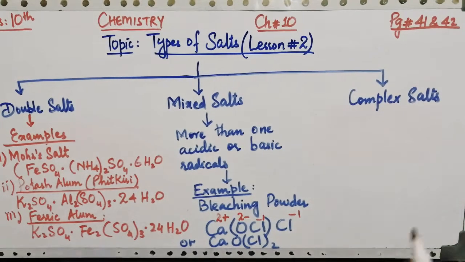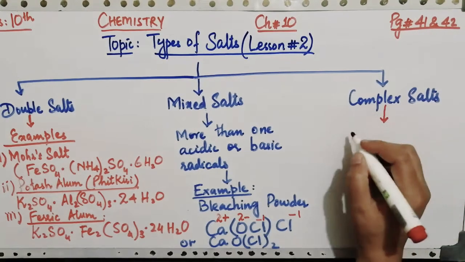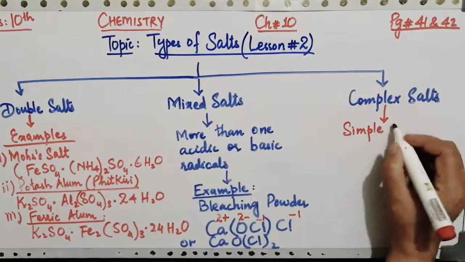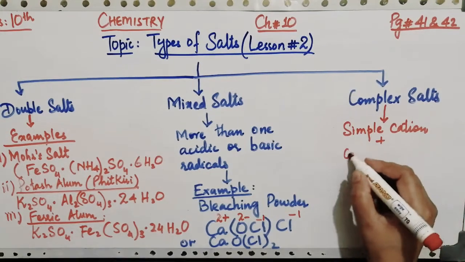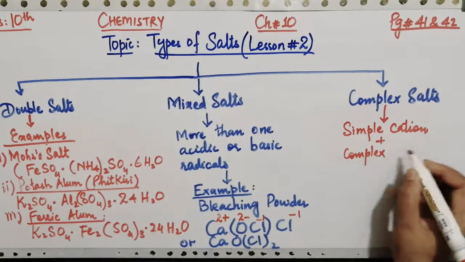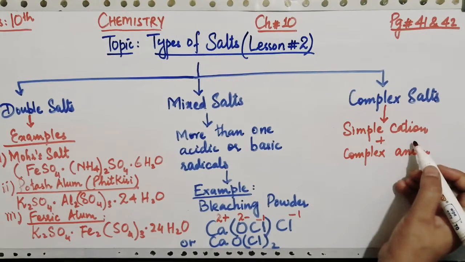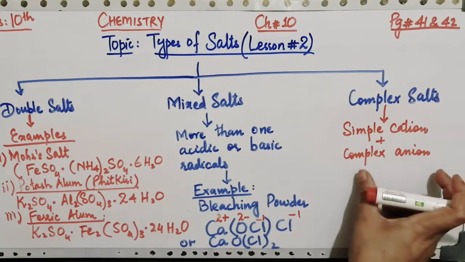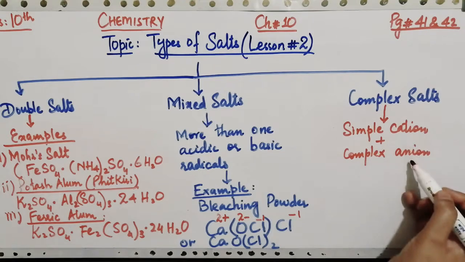Now, sixth and the last type of salt is called complex salts, and these salts are formed by the combination of a simple cation along with a complex anion. And you know very well that cations contain positive charge and anions contain negative charge on them, and only the simple ions produce the characteristic test for cations and anions.